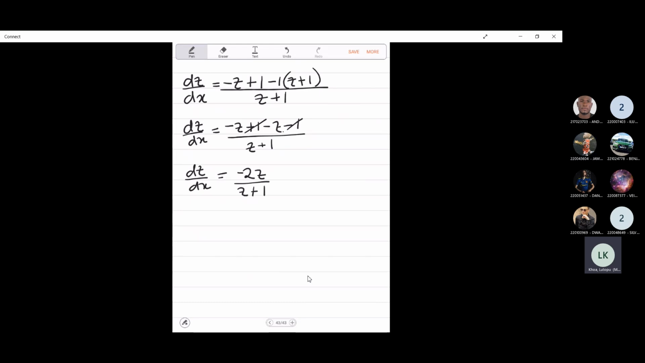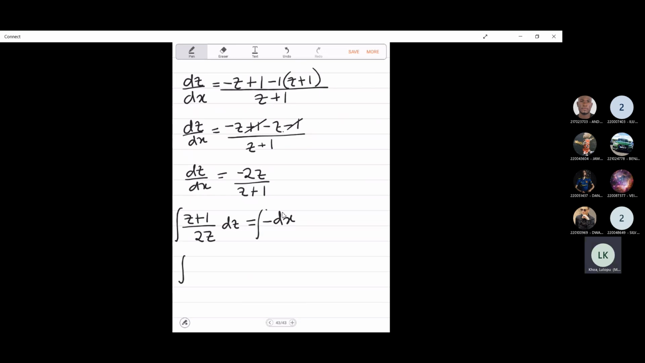Okay, so again, like we said, this is separable. So we have z plus 1 over negative 2z, or let me leave the negative on this side. So dz, this is negative dx. Okay, then we now just integrate.